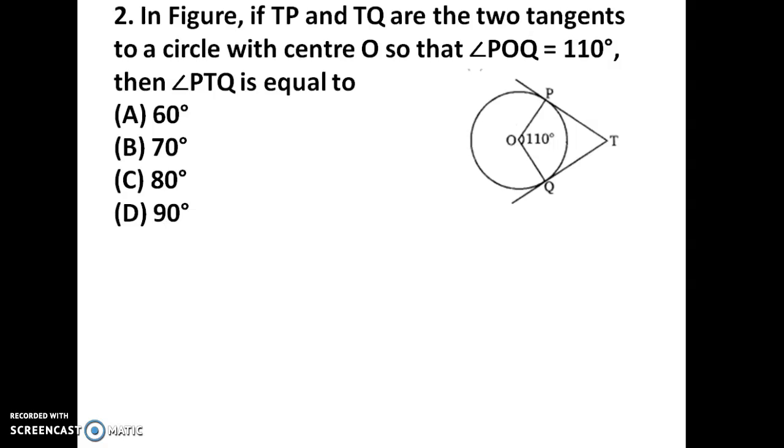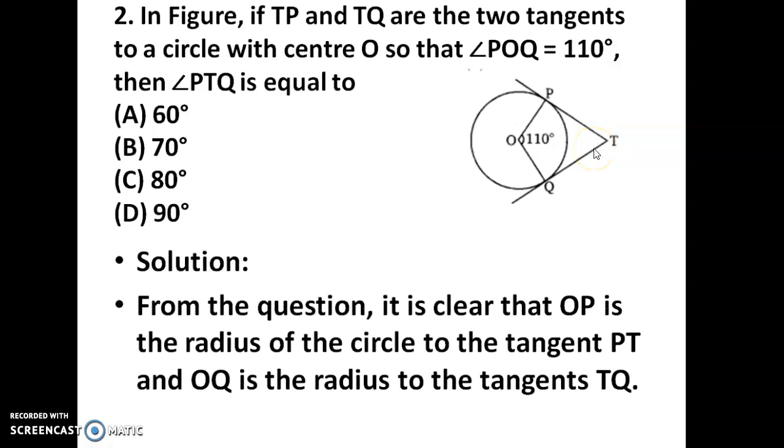Next problem, in figure, if TP and TQ are two tangents to a circle with center O, so that angle POQ equal to 110 degree, then angle PTQ is equal to what? Okay, that's a question. So from external point T, two tangents are drawn, that is TP and TQ. So these two are making an angle of 110 at the center. We have to find out this angle PTQ.